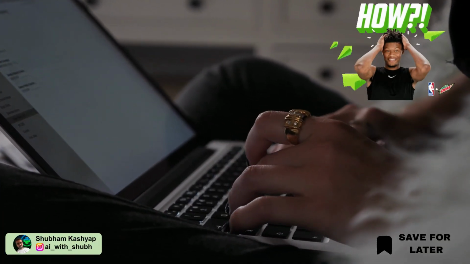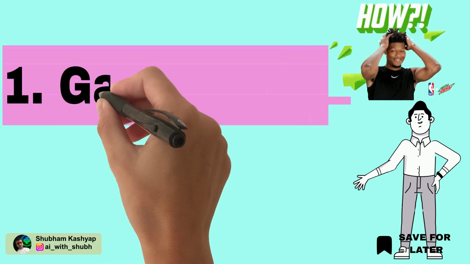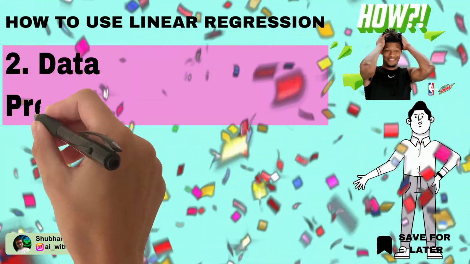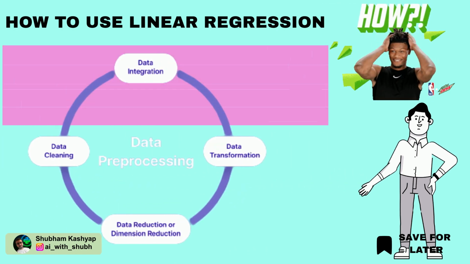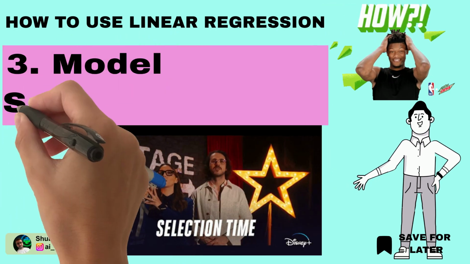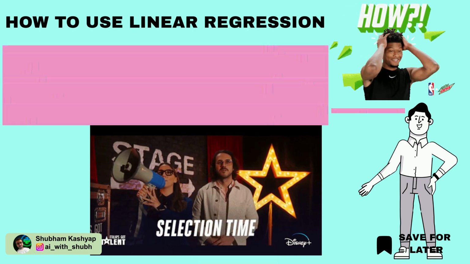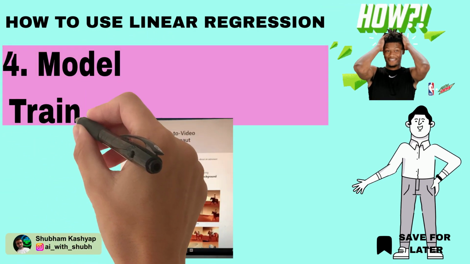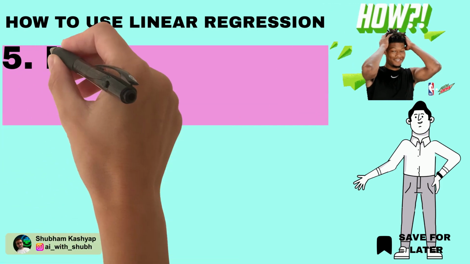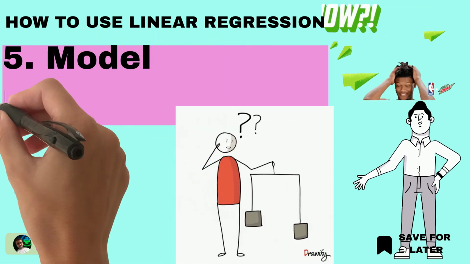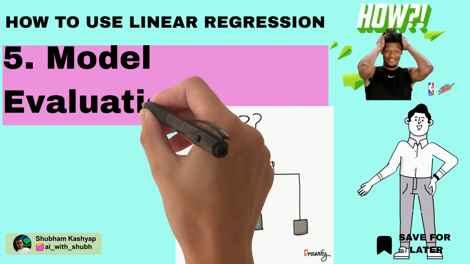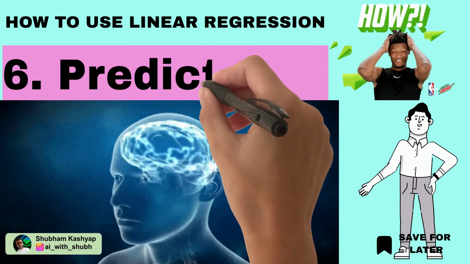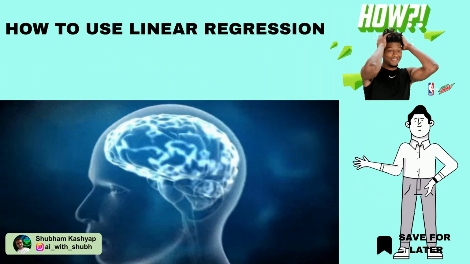How to use linear regression? Gather data: collect data on your target and predictor variables. Data preprocessing: clean and preprocess your data. Model selection: choose the appropriate type of linear regression, simple or multiple. Model training: fit the linear regression model to your data. Model evaluation: evaluate the model's performance using metrics like RMSE, R-squared, etc. Prediction: use the trained model to make predictions on new data.